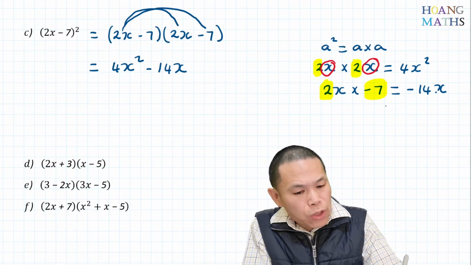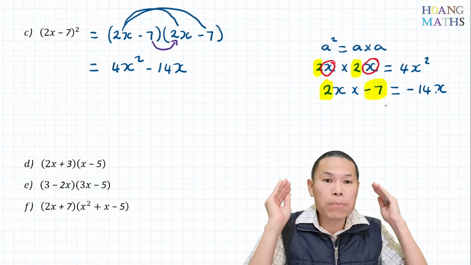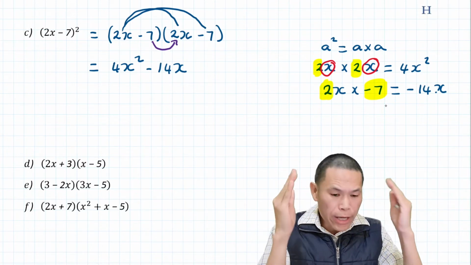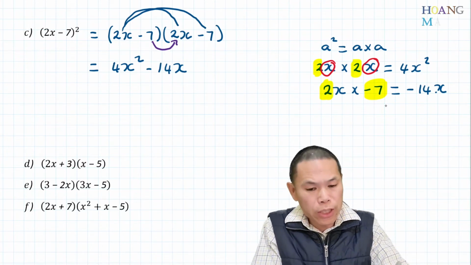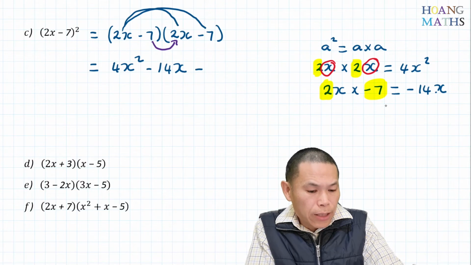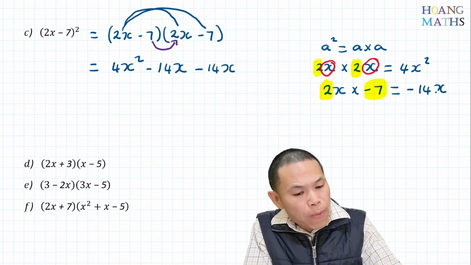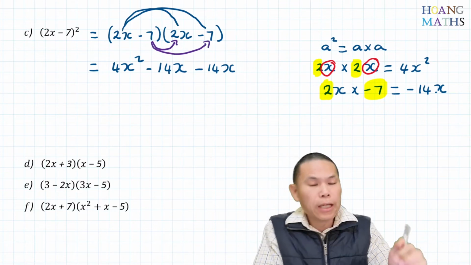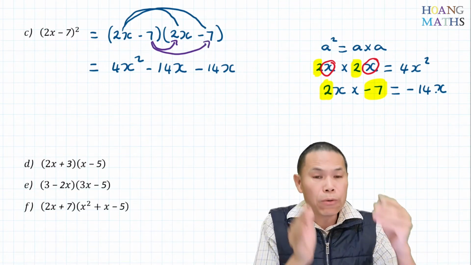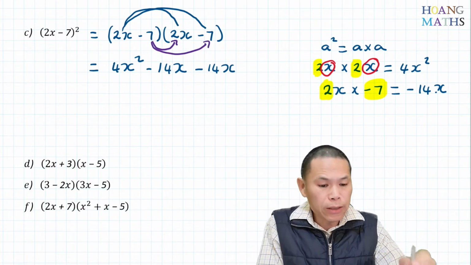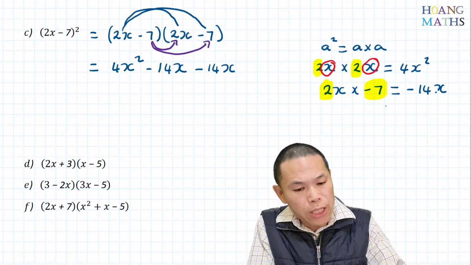And now we go negative 7 times 2x. Negative 7 times 2 is 14, but negative, so negative 14 and x. Don't forget. And we have negative 7 times negative 7. Negative 7 times negative 7 is equal to positive 49.